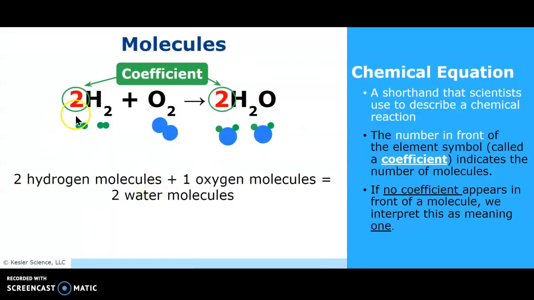Now coefficients, they show up in front of the chemical formula. That means that there are 2 of those molecules. So when we see 2H2 plus O2, that means we have 2 hydrogen molecules. There's no coefficient here, so that's only 1 oxygen molecule. And when those come together, they become 2 water molecules, H2O.